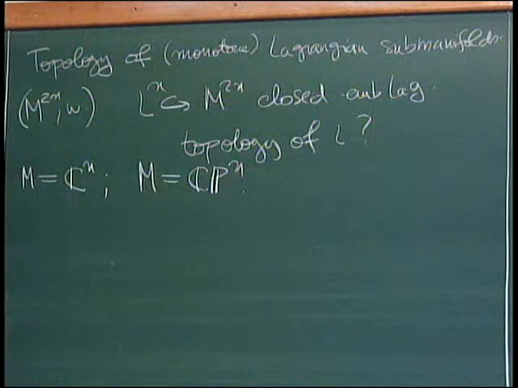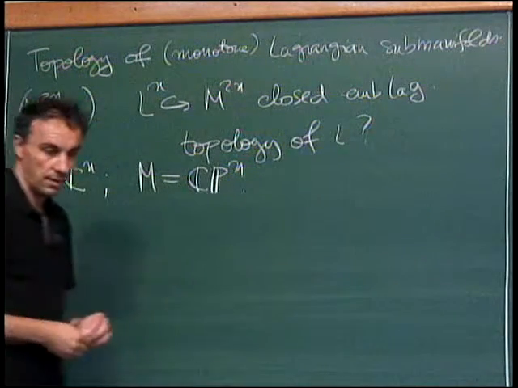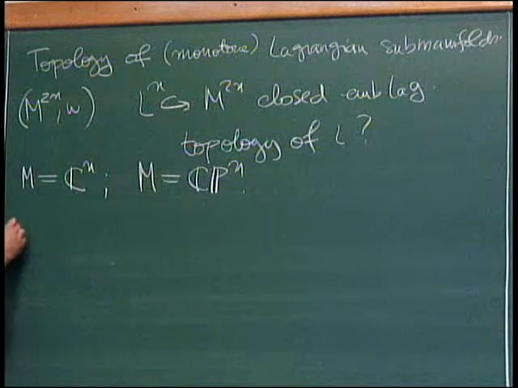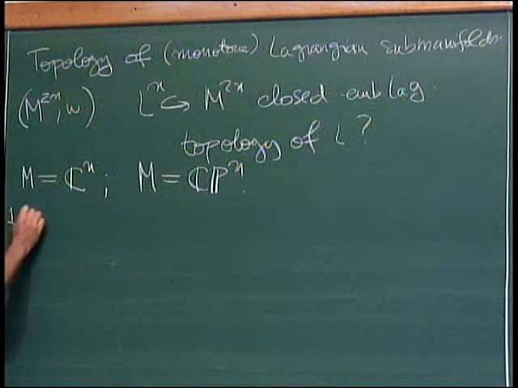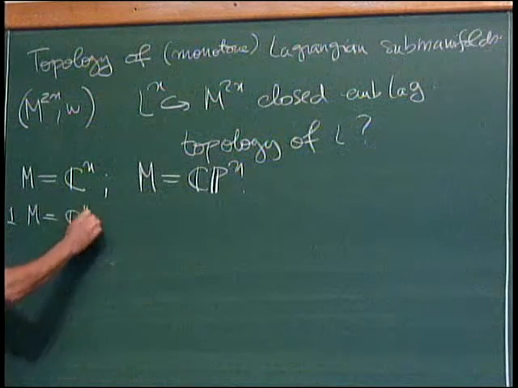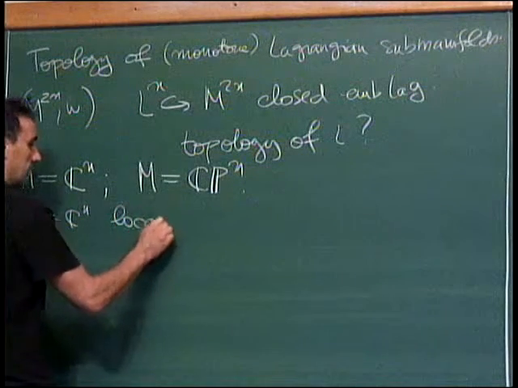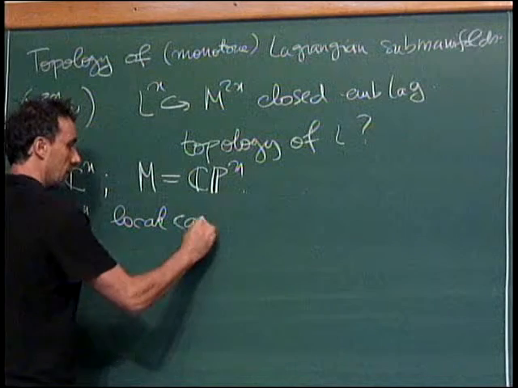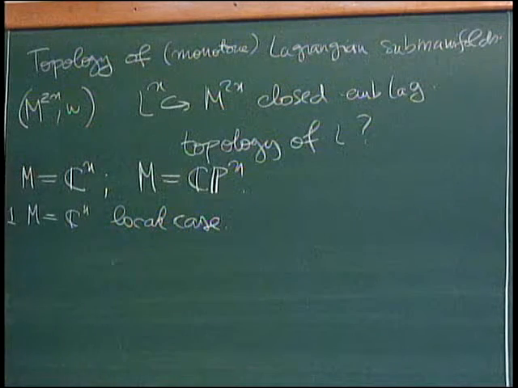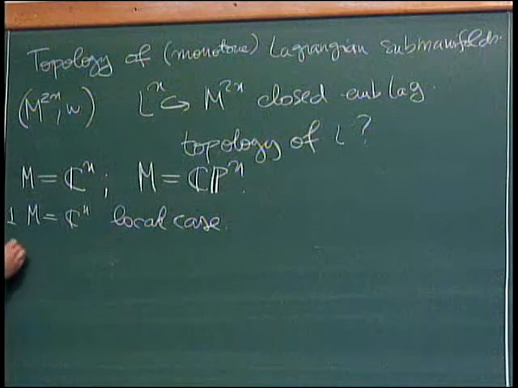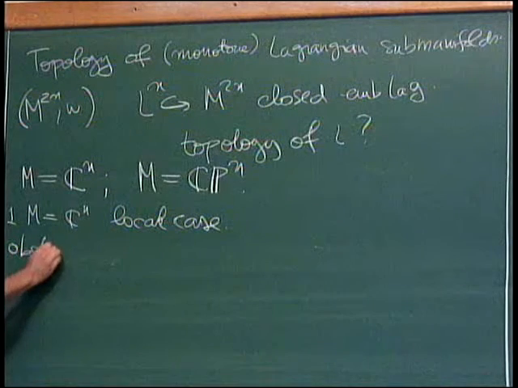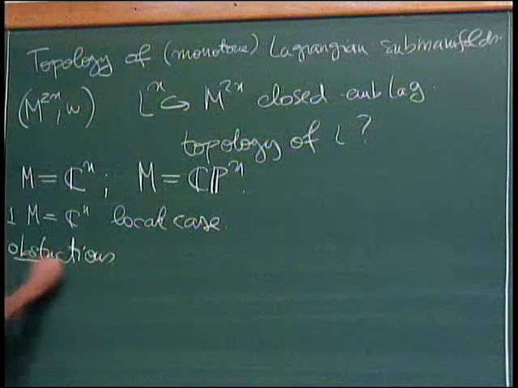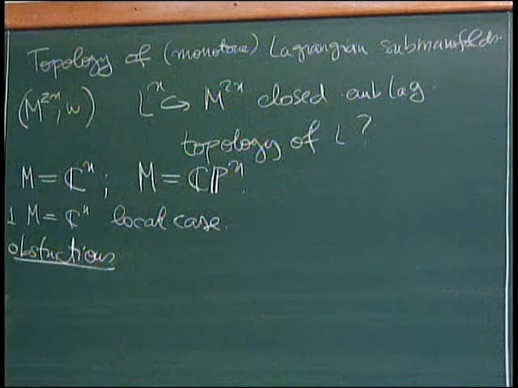I will only talk today about two ambient symplectic manifolds, which are M equal to Cn and M equal to CPn. So first, for M equal to Cn, which is called the local case for obvious reasons. So what are the known obstructions to the existence of such an embedding?